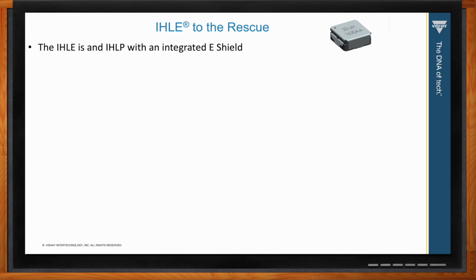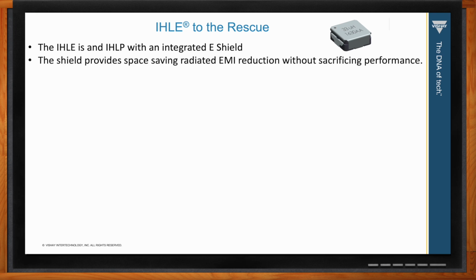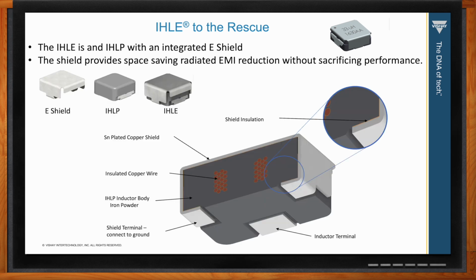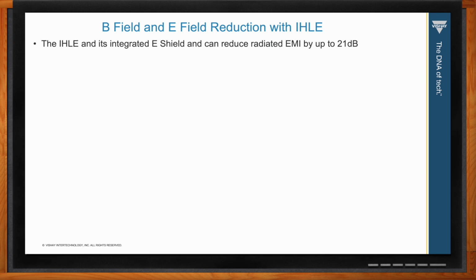And that's where the IHLE comes to the rescue, because the IHLE is our standard IHLP with an integrated E shield. So the shield provides space-saving, radiated EMI reduction without sacrificing performance. Okay, so give me an example of just how good this IHLE is. Okay, I'd be glad to. Well, the IHLE can reduce radiated EMI by 21 dB or more.